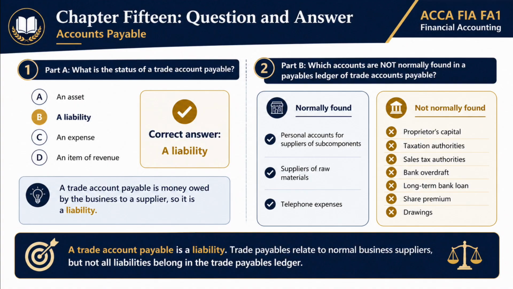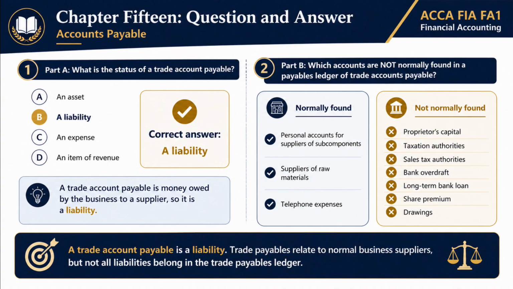Option 6, bank overdraft. A bank overdraft is money owed to the bank. It is a liability, but it is not a trade payable. Option 7, long-term bank loan. A bank loan is a financing liability, not a trade payable. Option 8, share premium. Share premium is part of capital or equity, not a payable. Option 10, drawings. Drawings are connected with the owner taking value out of the business. They are part of owner's equity records, not trade payables.